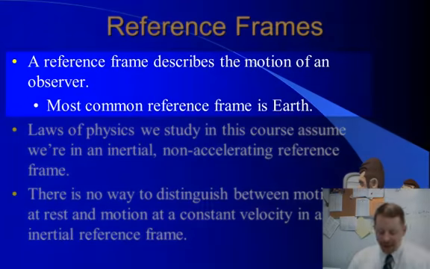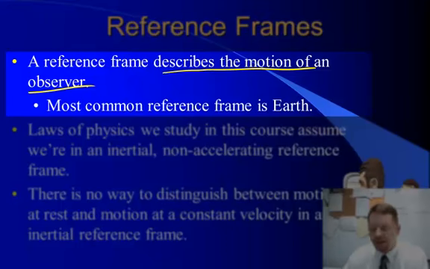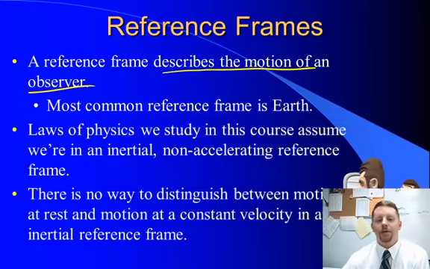So, to define it, a reference frame describes the motion of an observer. The most common reference frame is Earth. Right here, as I'm sitting at my desk, if somebody were to walk in front of me, it would look to me like they are in motion relative to what I see as the room, which is sitting here on Earth. So it looks to me like they're in motion.